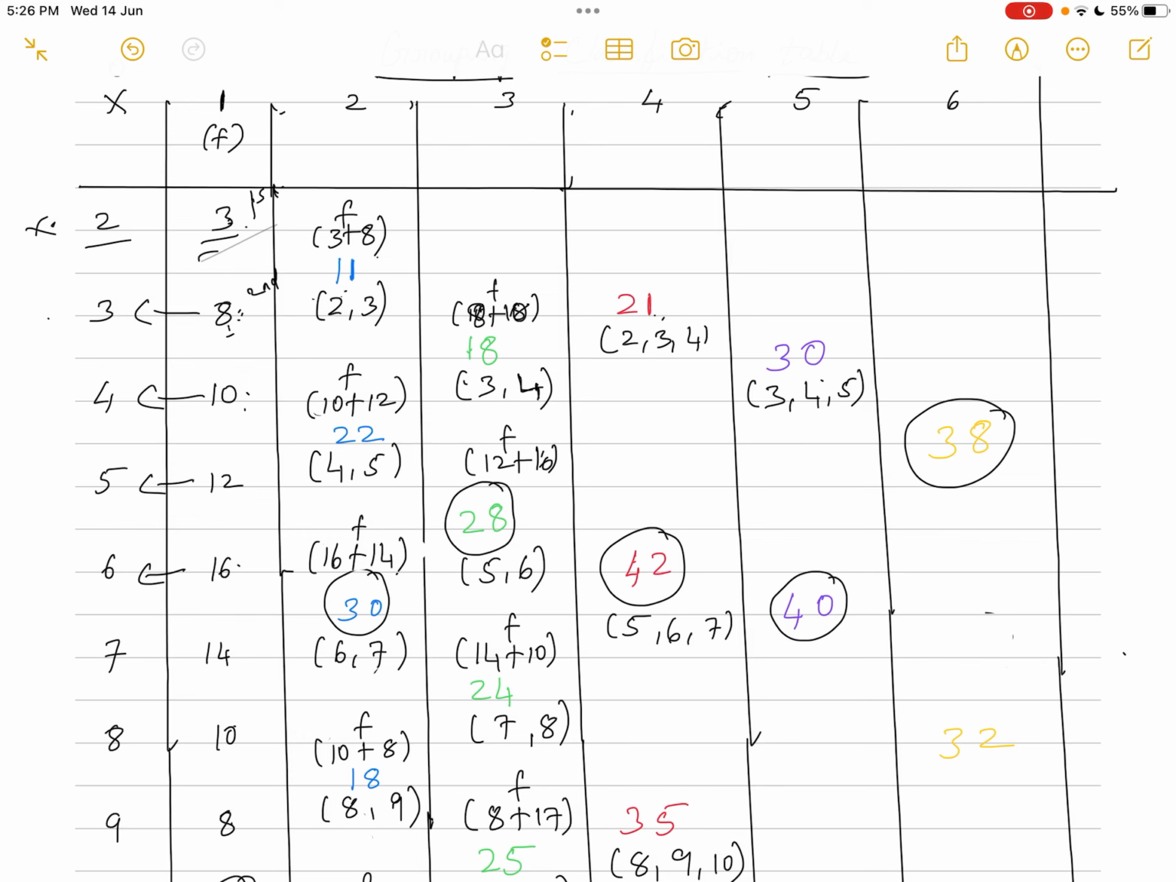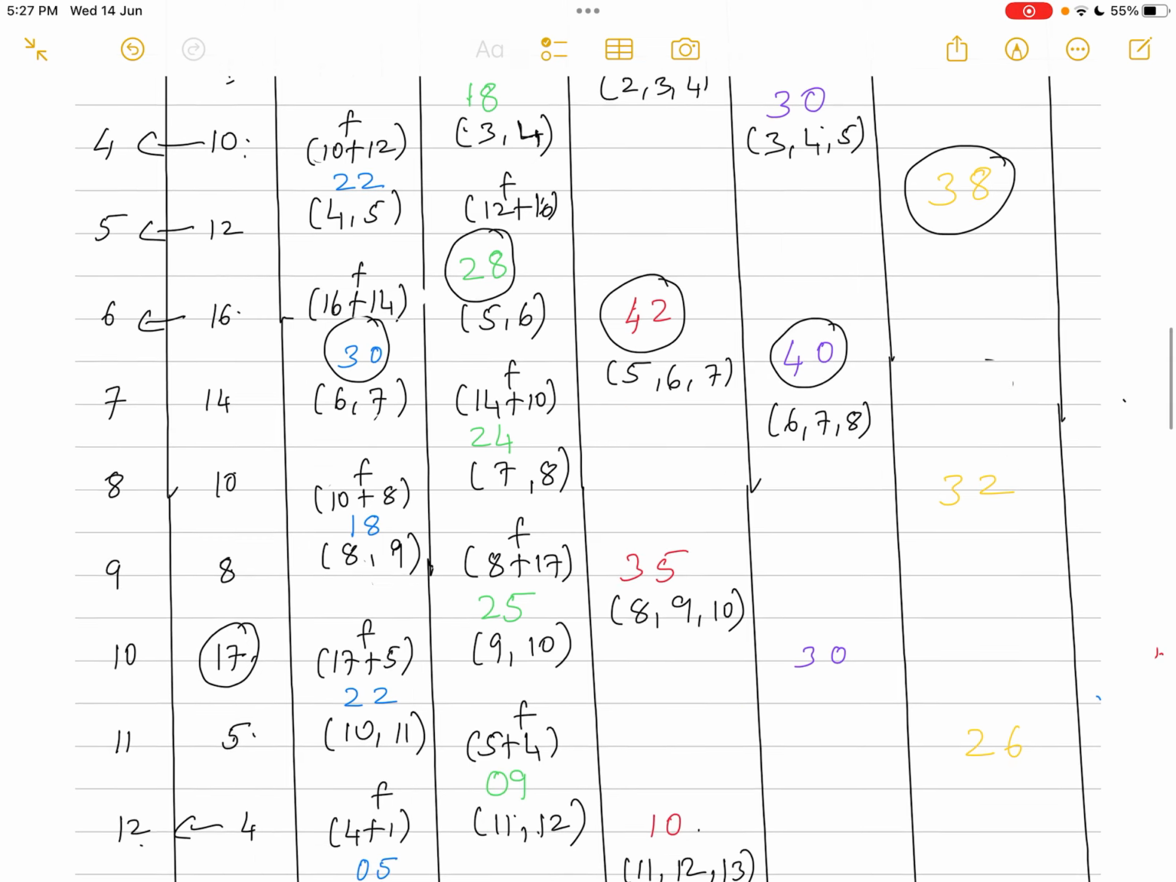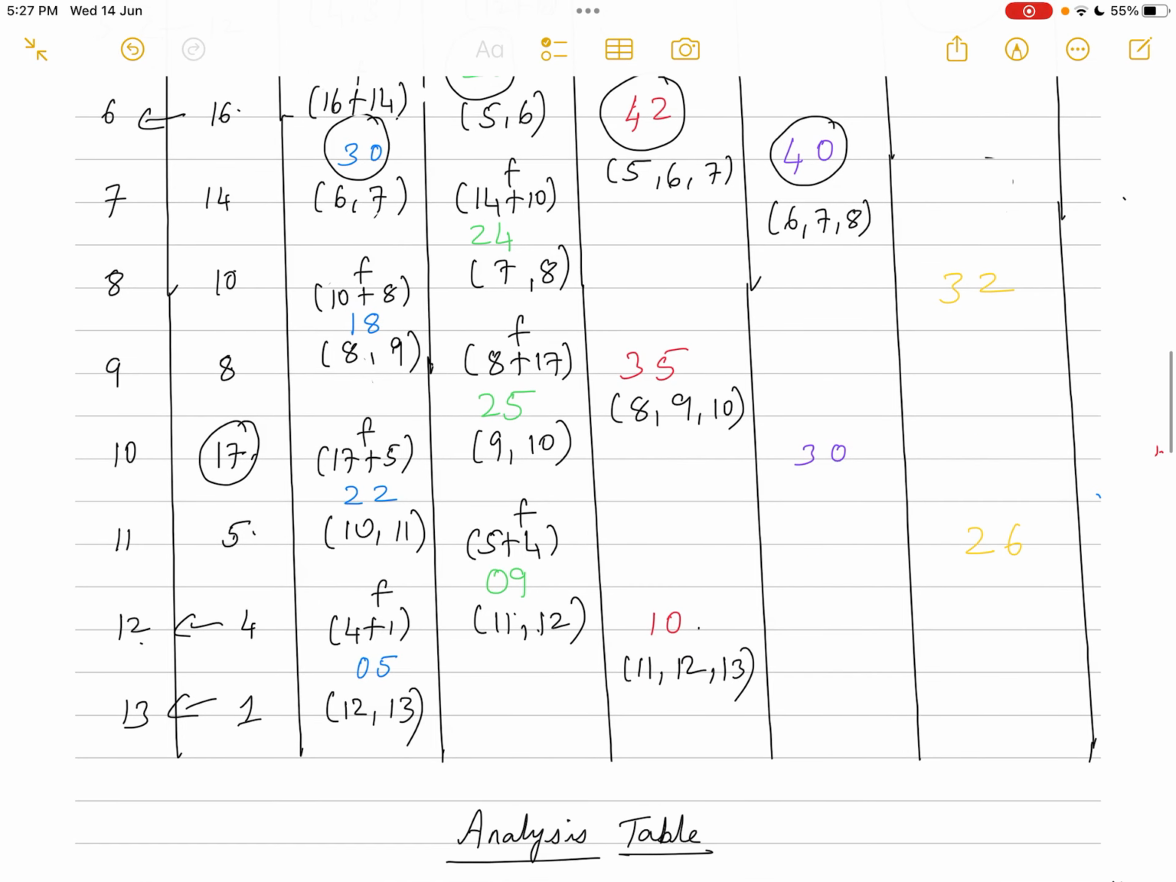So like that. Next one, 16 plus 14 plus 10. We are getting 40. So what is the corresponding x value here? 6, 7 and 8. If you are writing the x value when you are making the analysis table, it will be useful for you. Okay, that's why I am writing the x value here. So we are finished with the 6, 7. So the next 8 plus 17 plus 5. So 17 plus 5, 22, 22 plus 8, 30. So the corresponding x value is 9, 10 and 11.